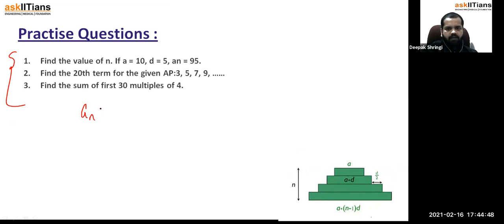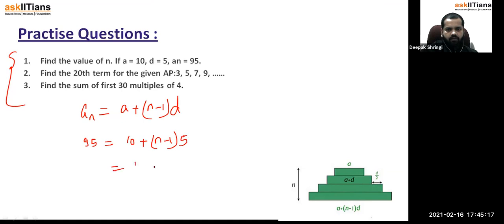An is given as 95. You just have to find the value of n. And An, you know the formula. An is equal to a plus n minus 1 multiplied by d. Okay. Just put the values into the formula. An is equal to 95 is equal to a, what is a? A is 10, plus n minus 1. You need to find the value of n. N minus 1 into d. D is 5. Okay.